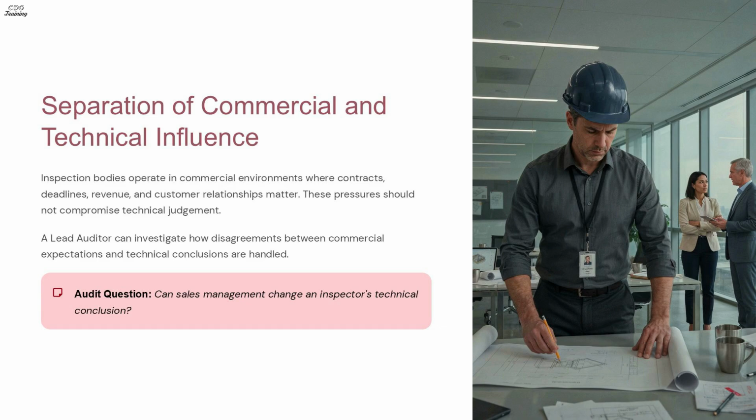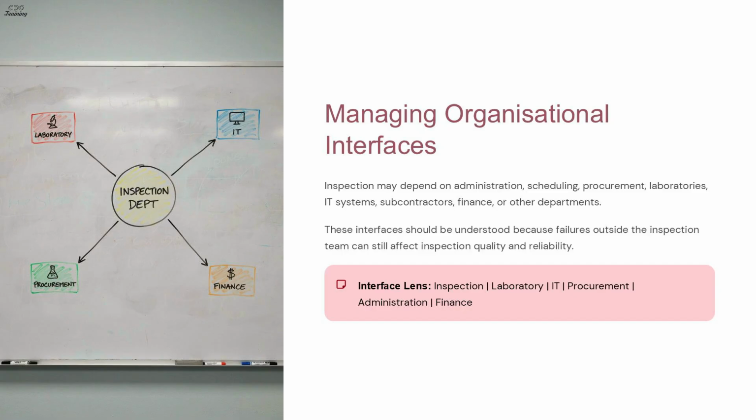Inspection bodies operate in environments where commercial pressures exist. These should not compromise technical judgment. Lead auditors should investigate how commercial expectations affect technical conclusions. Inspection may depend on various departments like IT, finance, and procurement. These interfaces should be understood as failures outside the inspection team can affect quality and reliability.